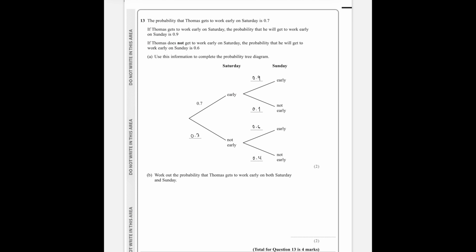It's quite simple. And to work out the probability that Thomas gets to work early on both Saturday and Sunday, you have to do the probability of getting early on Saturday multiplied by the probability of getting early on Sunday. So it's that, which is going to give you 0.63.